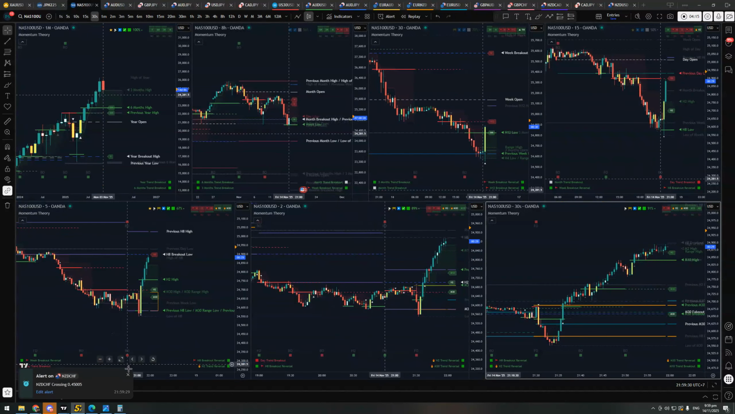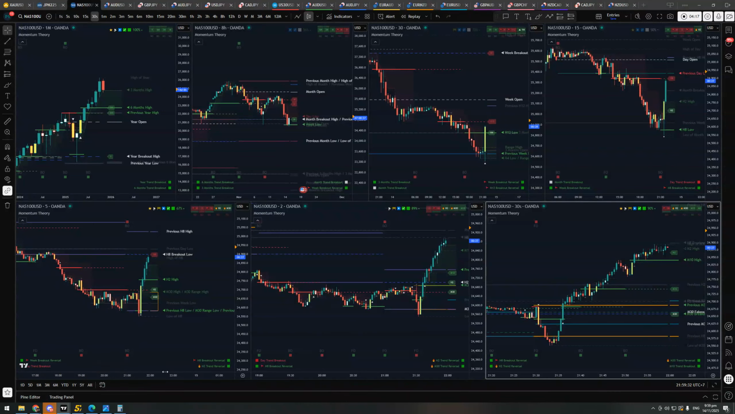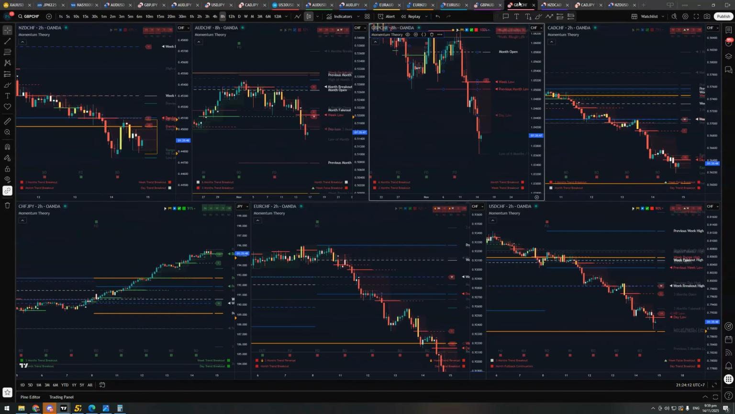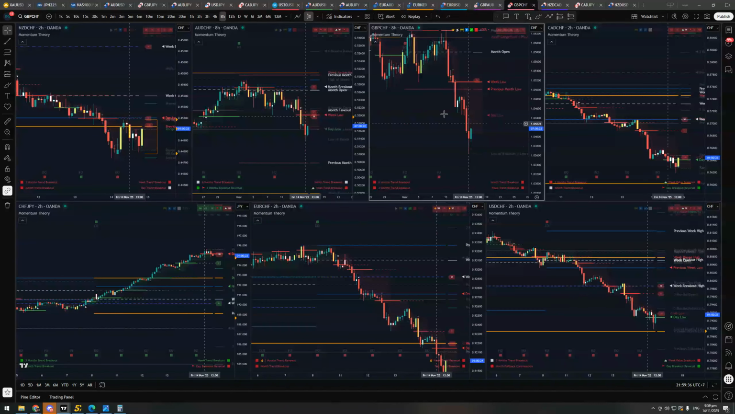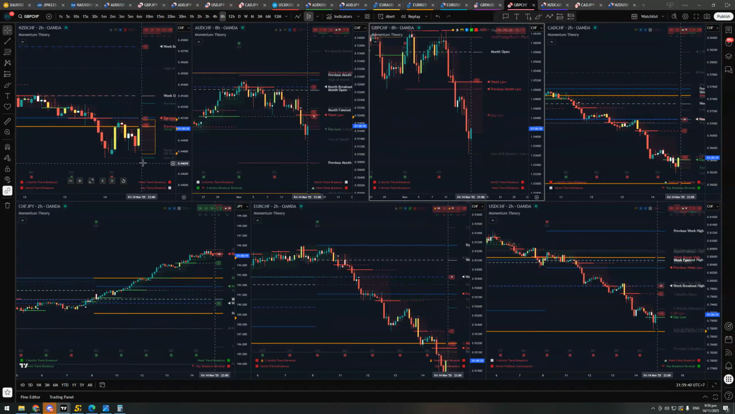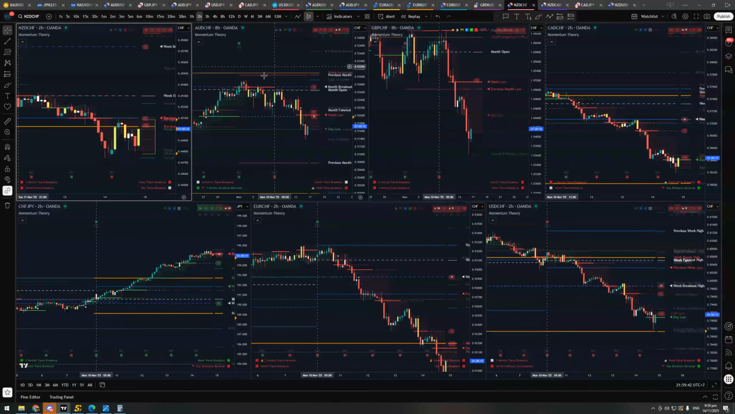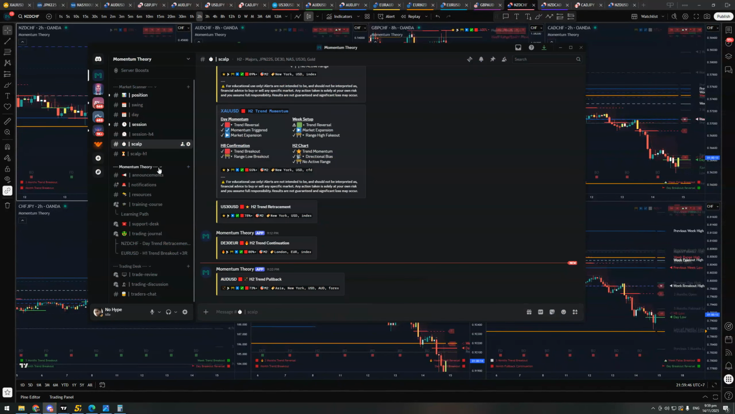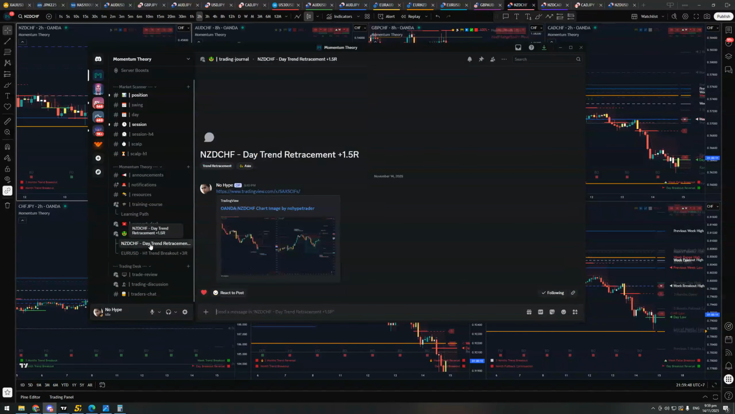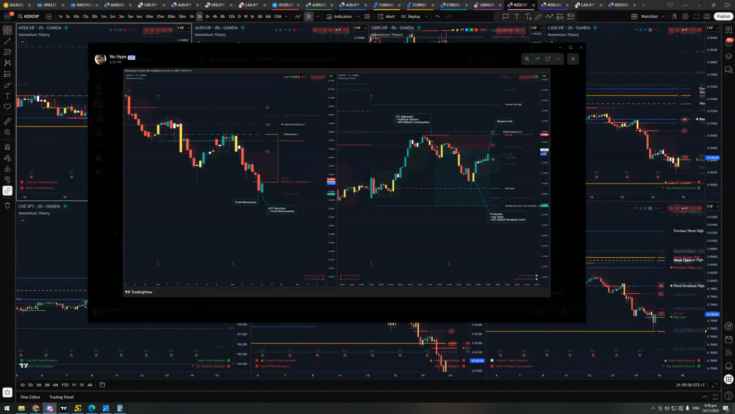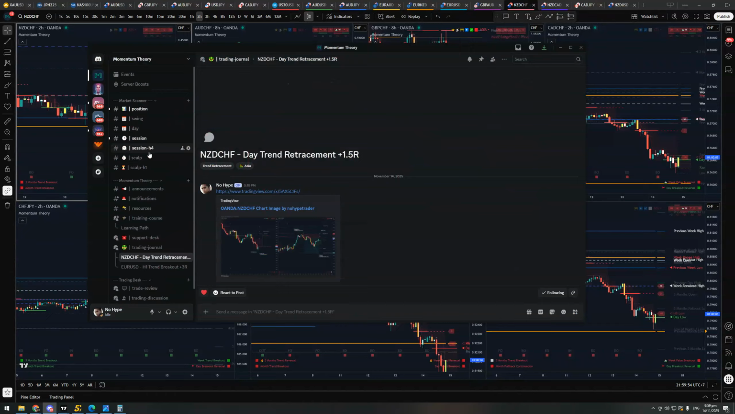Okay, so that's the idea. NZD Swiss was something I was looking at that I took earlier. Worked out for me there. Let's see what's going on in the Discord here. So this was my NZD Swiss trade. Didn't go all the way through, but happy with that one.